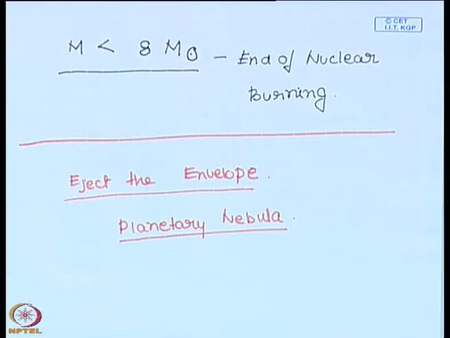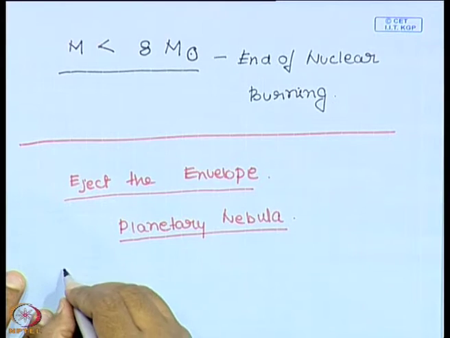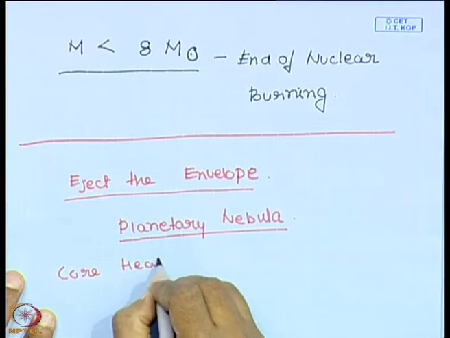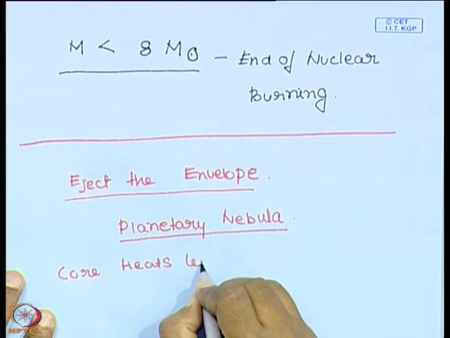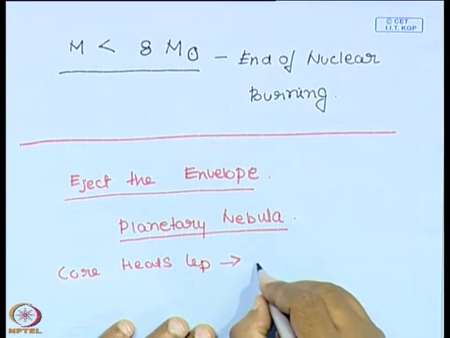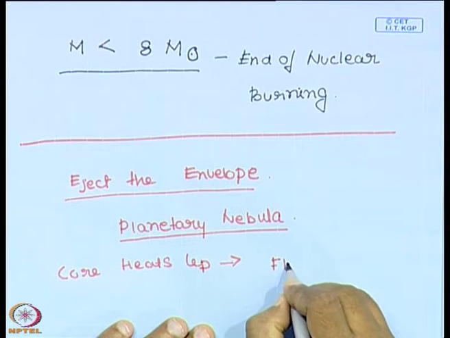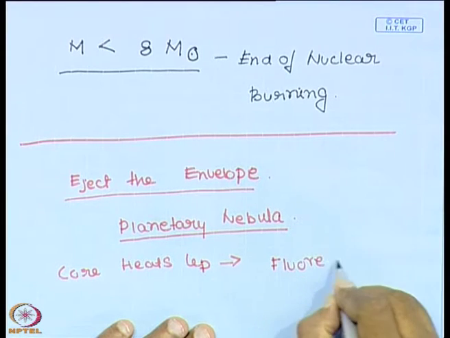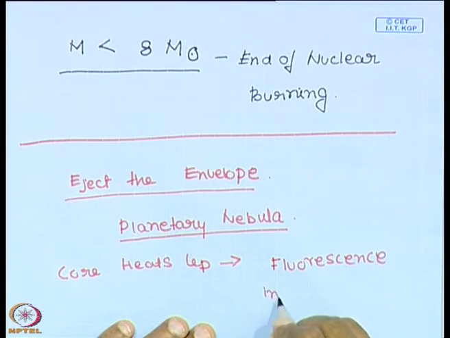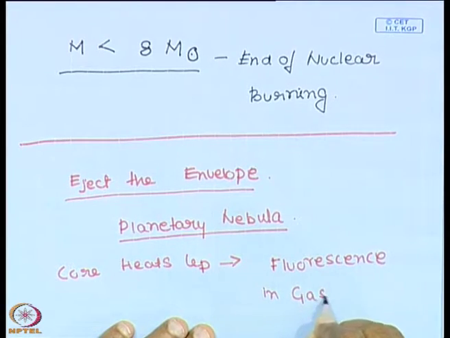The interior, the core, gets heated tremendously, and the radiation, the photons from the core, fall on the envelope and cause fluorescence. They cause fluorescence in the gas in the envelope.